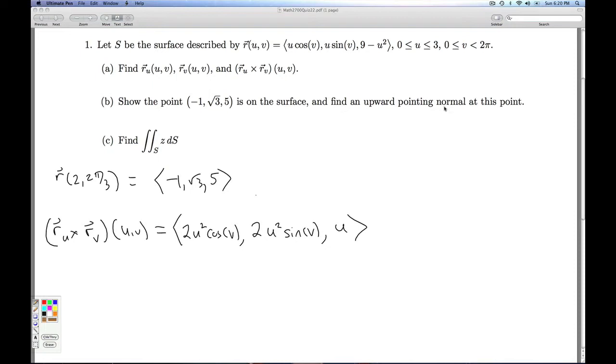We're asked to find an upward pointing normal. And so it's either going to be r_u cross r_v or it'll be its opposite. So let's check it out. If I take r_u cross r_v at the point (2, 2 pi over 3), substitute that in. Everywhere I see a u, I plug in a 2. Everywhere I see a v, I put in 2 pi over 3.